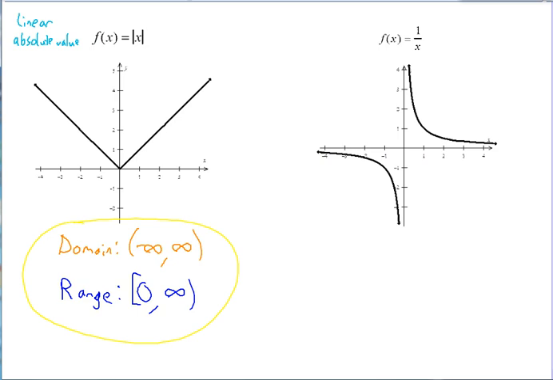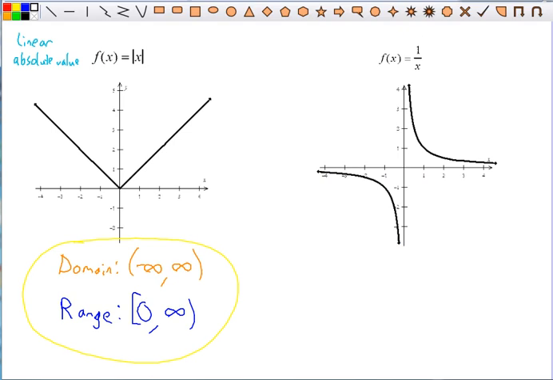Now let's look at the f of x equals 1 over x graph. Okay. And this one, you'll notice, has a vertical asymptote at x equals 0 right here. Draw that in there if you want.